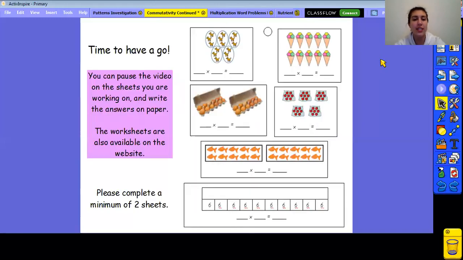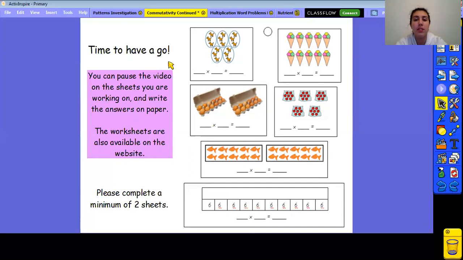Super, so it's your turn to have a go by yourself now. Remember, you've got 2 sheets to complete at home. Just 2. You don't have to start from circle, but if you want to, that's fine. Choose the sheet that is the right level of challenge for you. So you can either access the sheets on the home learning section of the Byron Wood website, or you can just pause the video on whichever questions you're doing and write down the answers on a sheet of paper.